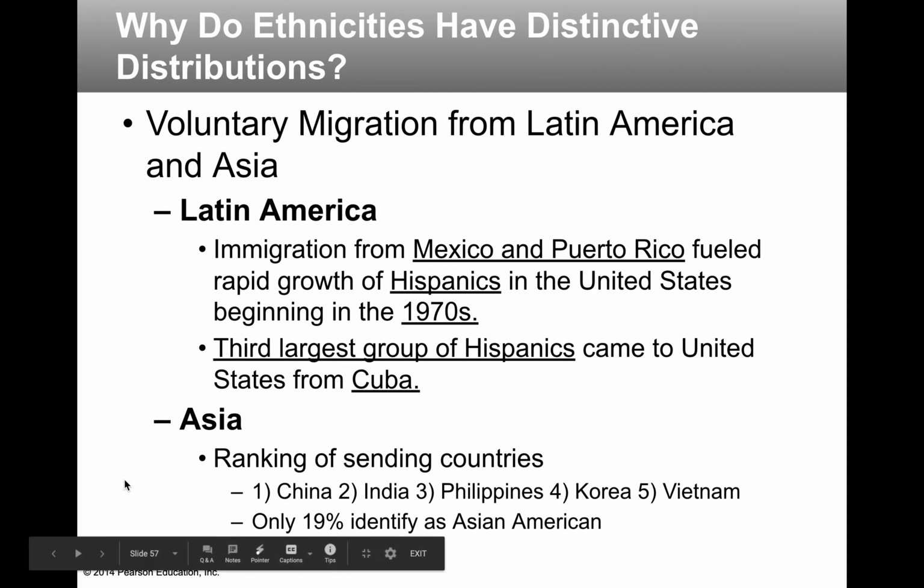All right, looking at the voluntary migration in a pie chart, we see that most Hispanics, as well as recent Asian American immigrants, are migrating with children or grandchildren.